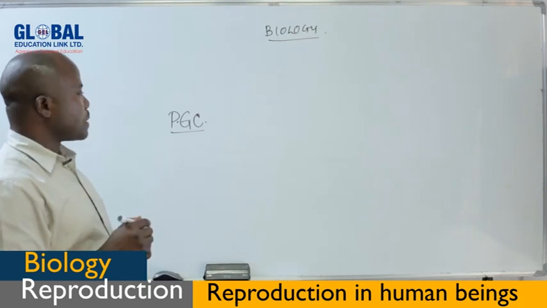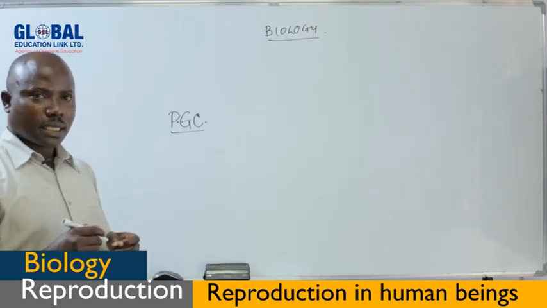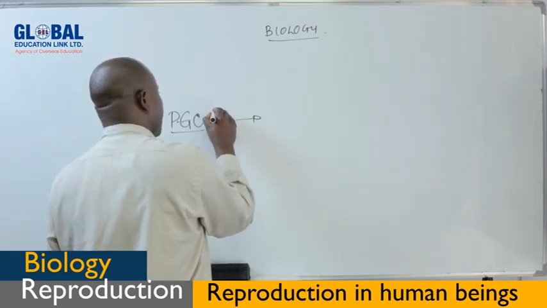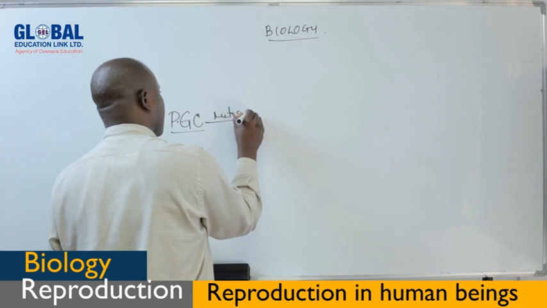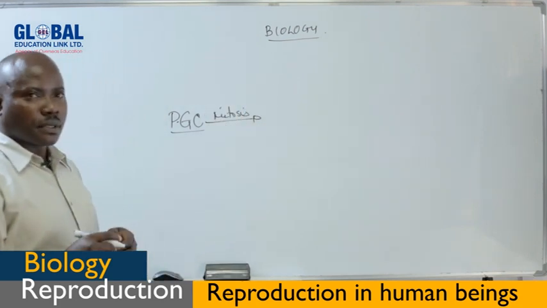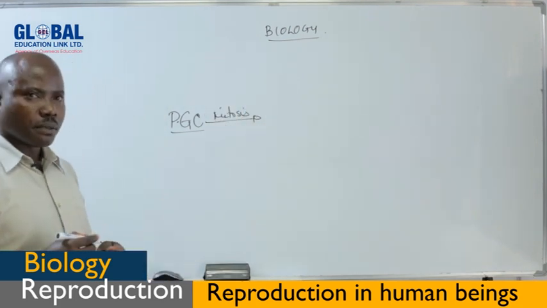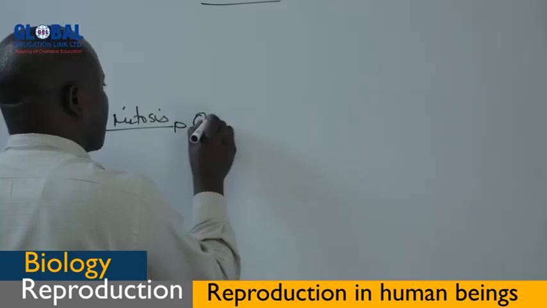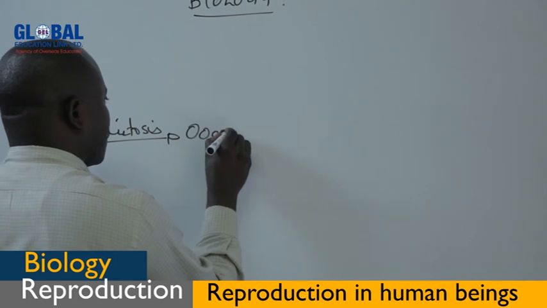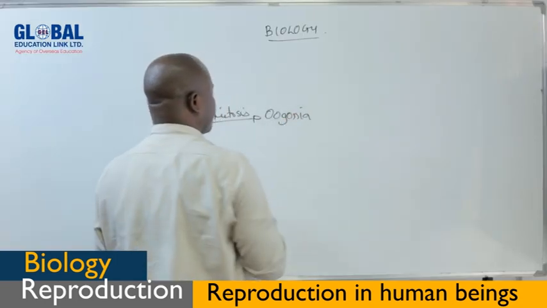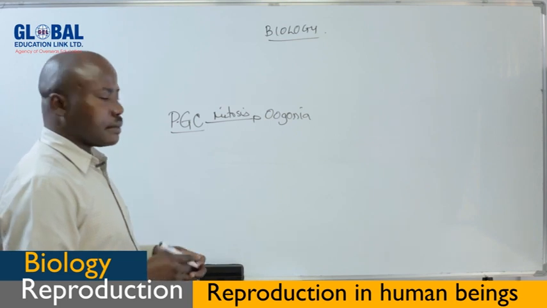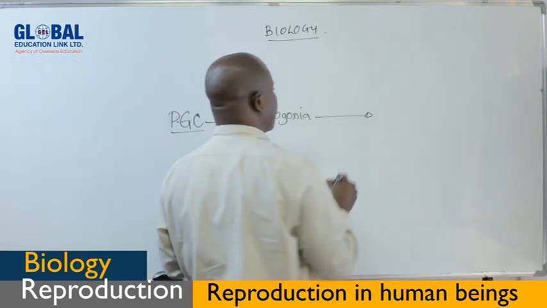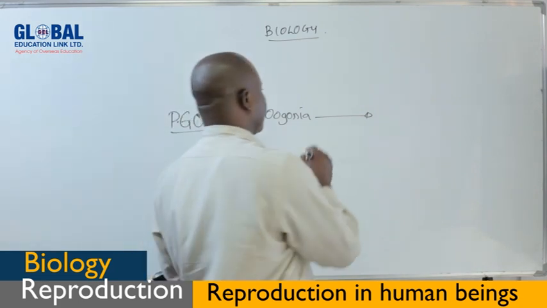These are primordial germ cells in the Graafian follicle, undergoing mitosis a number of times, producing a large number of diploid cells, the oogonia. The oogonia again grow to increase in size, producing primary oocytes.